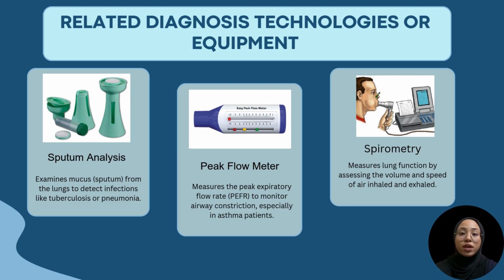Related diagnosis technologies or equipment. We use sputum analysis to detect infection like tuberculosis, which is TB, or pneumonia. Then, we also use peak flow meter to monitor airway constriction, especially in asthma patients. Lastly, we use spirometry to measure lung function by assessing the volume and speed of air inhaled and exhaled.